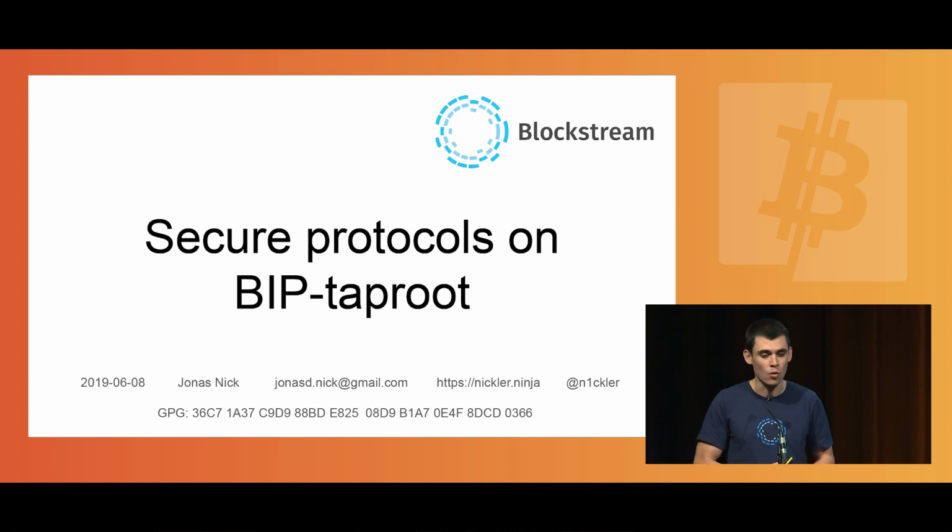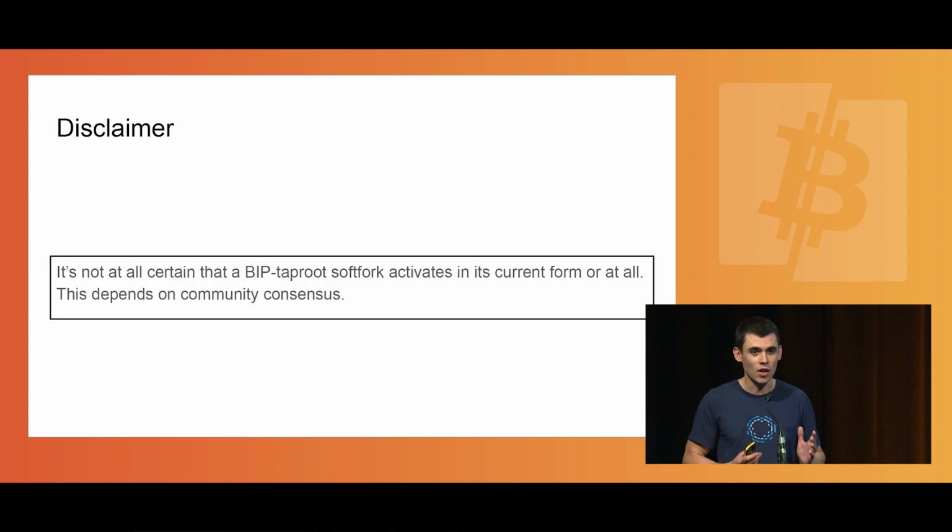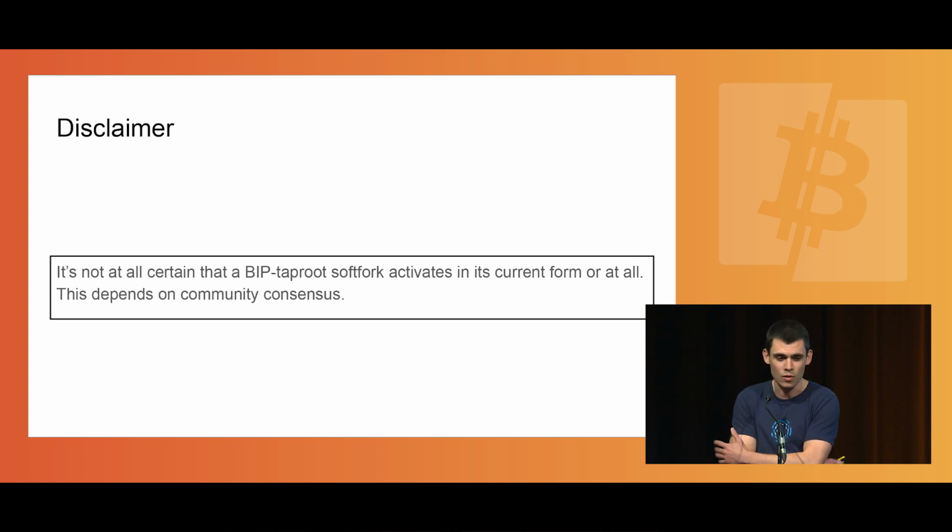some improvements for Bitcoin. But I want to start with a disclaimer saying it's not at all certain that a BIP Taproot soft fork activates in its current form or at all. This all depends on community consensus. Although the feedback so far hasn't been very negative yet, so that's a good start. And at Blockstream, we are interested in this because it makes many things that we do cheaper and more fungible, including our Blockstream Green multi-signature wallets, sidechains, and our Lightning implementation.